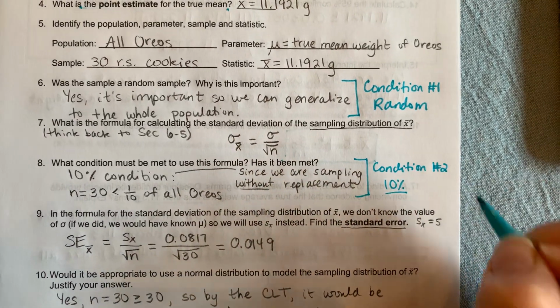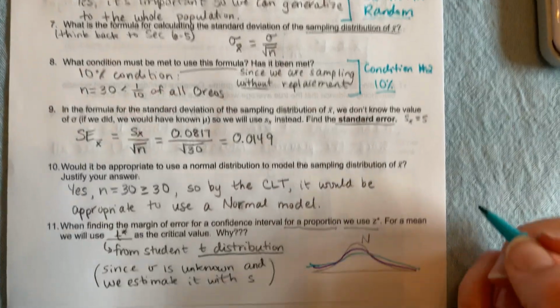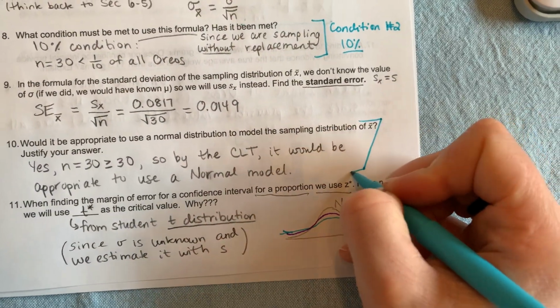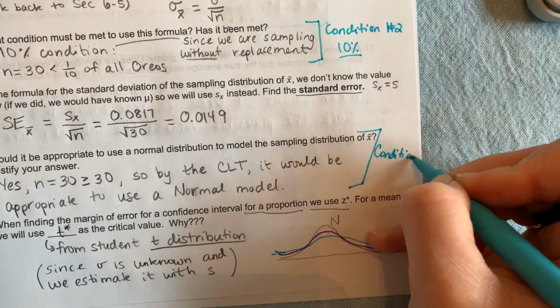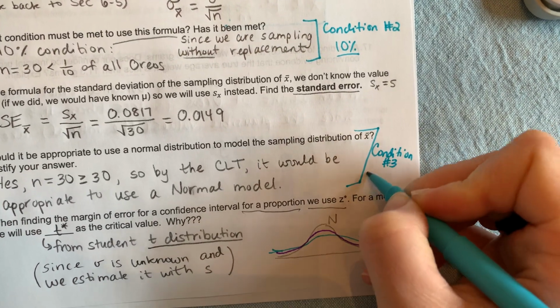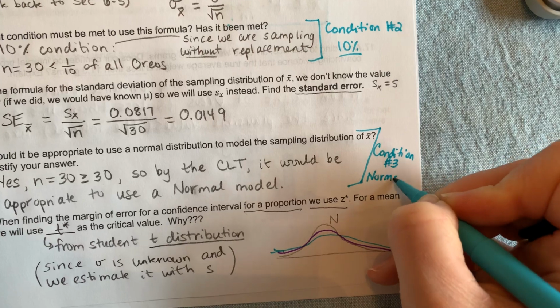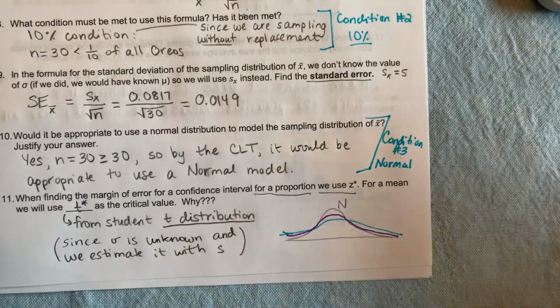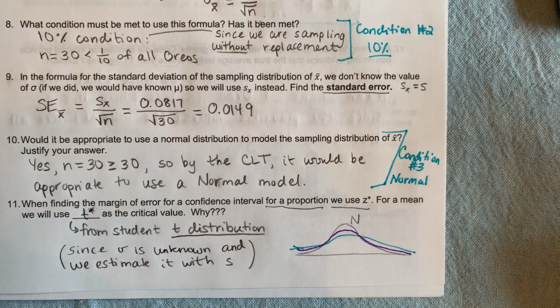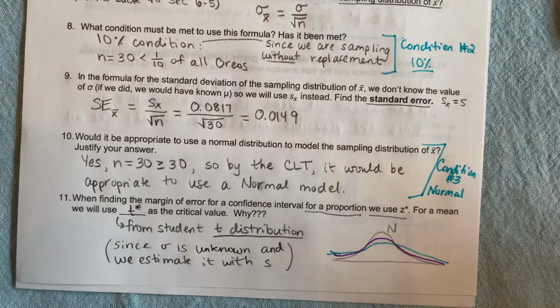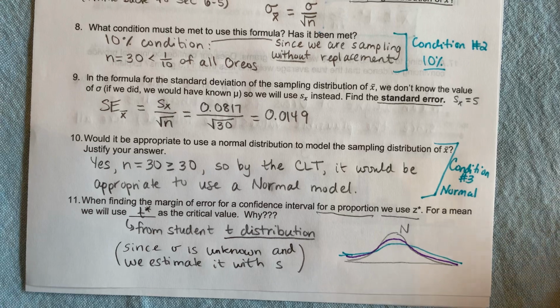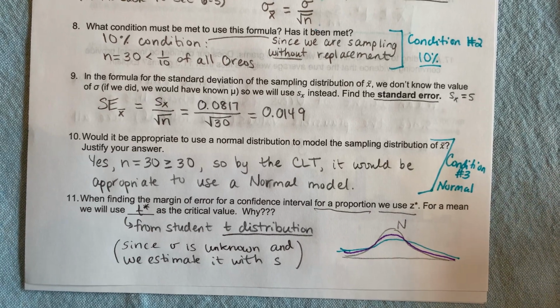So we checked random, we checked 10%, and then number 10 is our third condition. So this is condition number 3, and that is that the sampling distribution of x bar can be approximated by a normal distribution. We use the CLT. I'm about to explain some other ways that we can determine whether or not a normal model is a good fit. Okay.